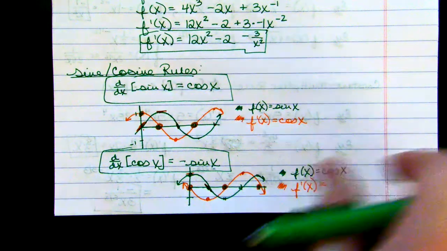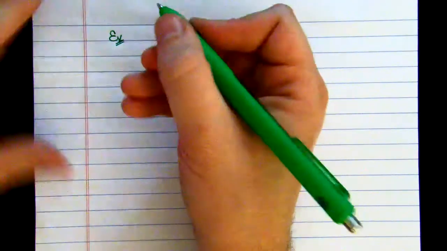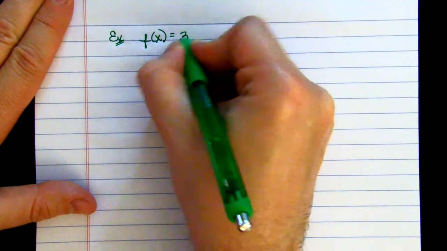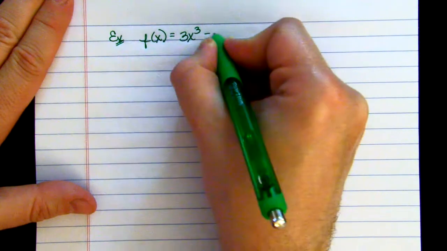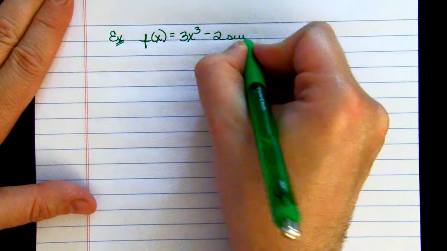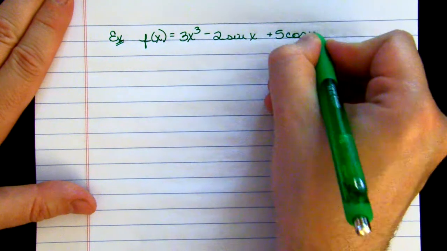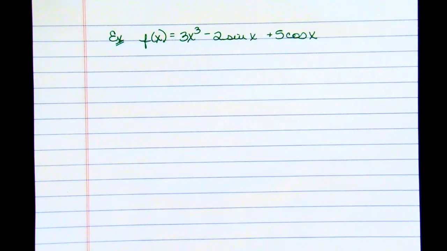Let's go use this. So let's take a look at the function f of x equals 3x to the third minus 2 sine x plus 5 cosine x. Actually, how about you see what you can do here? See if you can find the derivative.